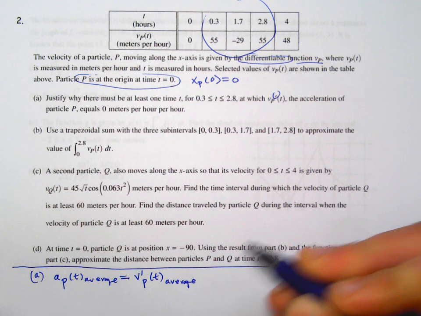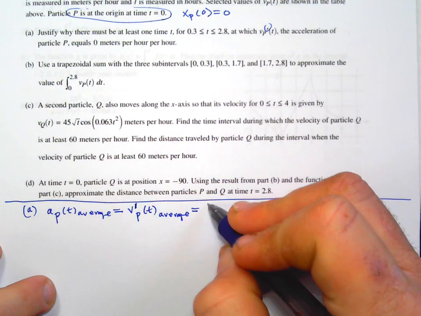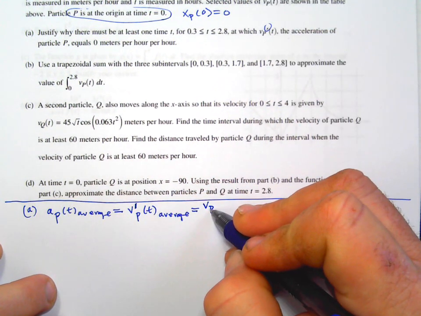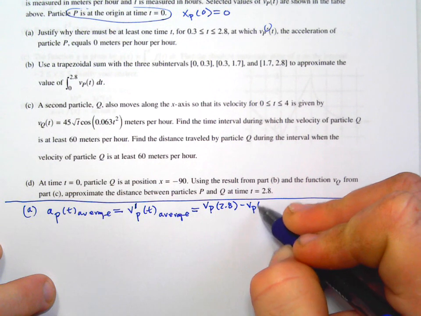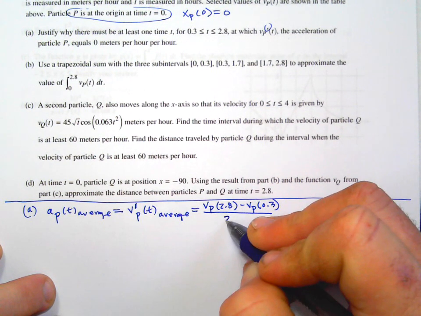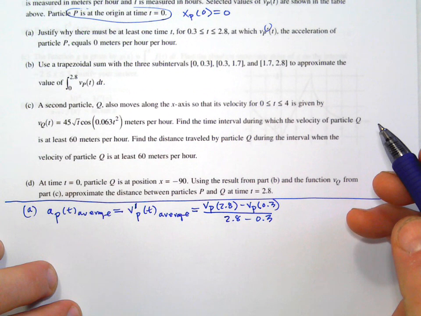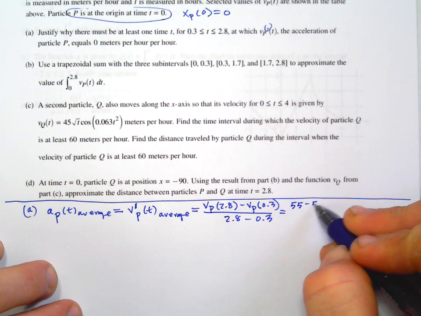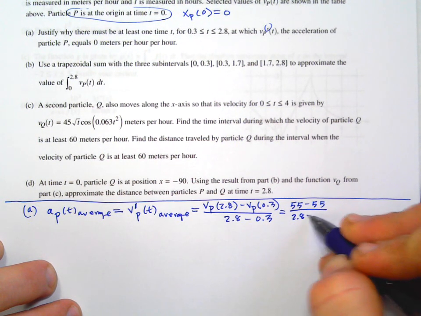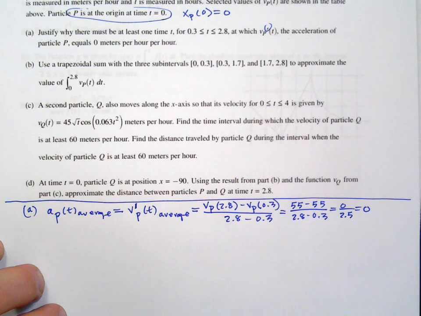So you could do the regular mean value theorem, but there's a nice, more convenient, quicker way to jump to what you're going to eventually get. If it's a derivative and you have those values, then we could say, okay, let's do v sub p at 2.8 minus v sub p at 0.3, divided by 2.8 minus 0.3. So we're just finding the average slope of a line connecting the endpoints of the v graph to get the average slope of v. The values in the graph are 55 and 55, over 2.8 minus 0.3, which gives you 0 over 2.5, which gives you 0. And you're going to get 1 point just for having done that.